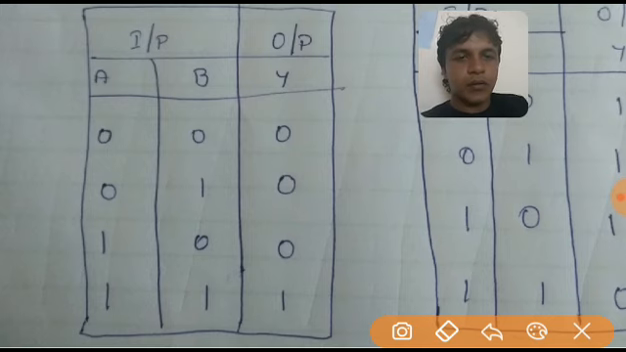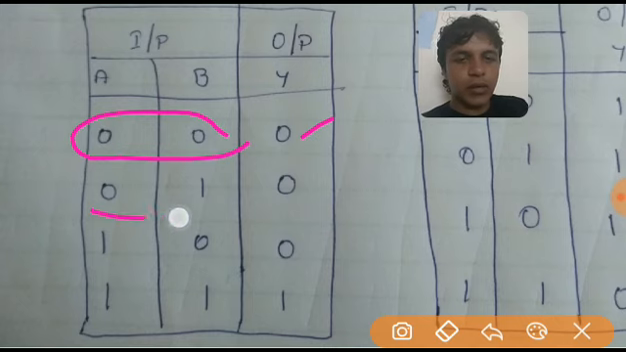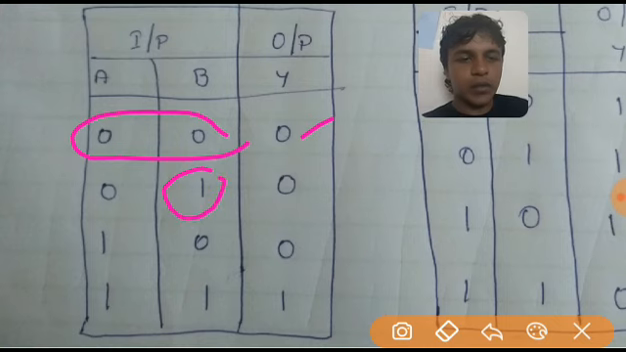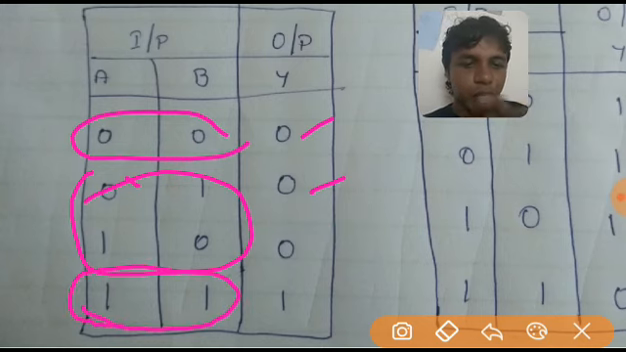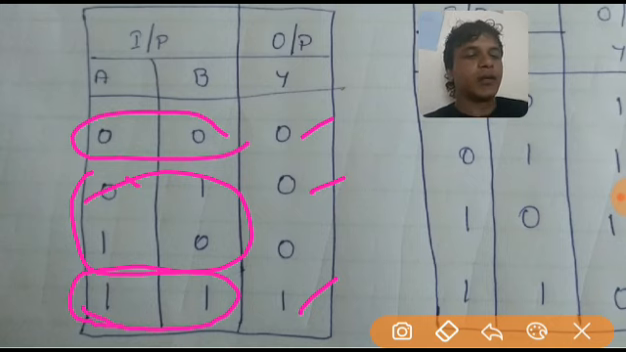Here both the switches are in off position, and the bulb is not glowing. In these two conditions, here B is in on position, whereas here A is in on position, so only one switch is in on position in these two cases, and the bulb is not glowing. Whereas in the last condition, both the switches are in on position and the bulb is glowing. We are getting the output. So when A and B are in on position, we are getting the output. That is the AND gate.